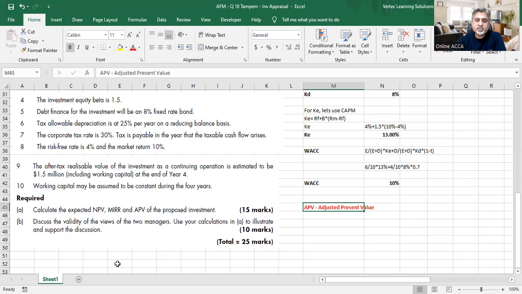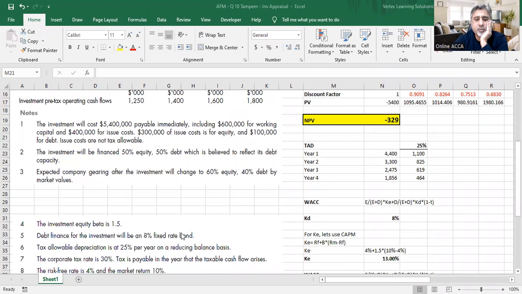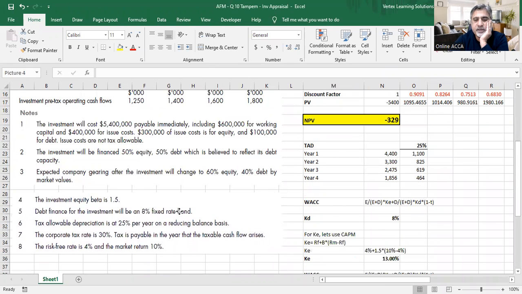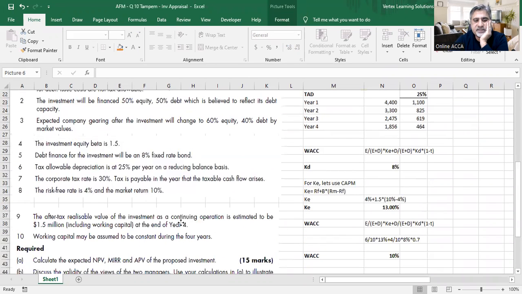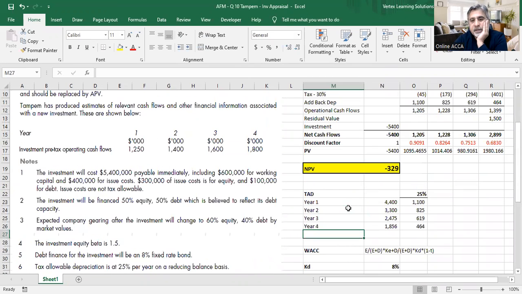Any questions so far? Okay, before we start doing APV, somebody asked a question, which I actually wanted to point out, but because it was not required in this scenario, I just ignored it. But it is better to understand this thing, if you really want to do it better.